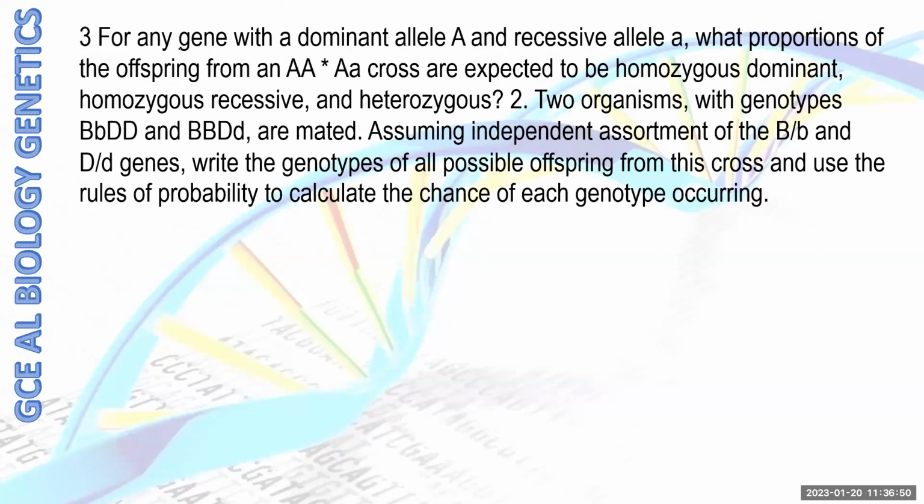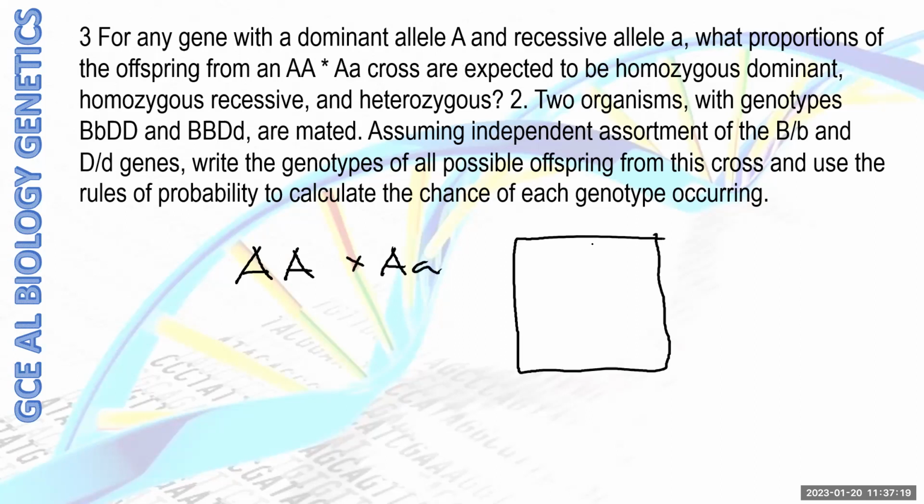This question: for any gene with dominant allele A and recessive allele little a, what proportion of the offspring from a capital A capital A by capital A little a cross are expected to be homozygous dominant, homozygous recessive and heterozygous?